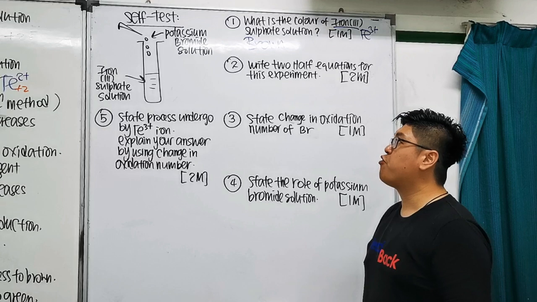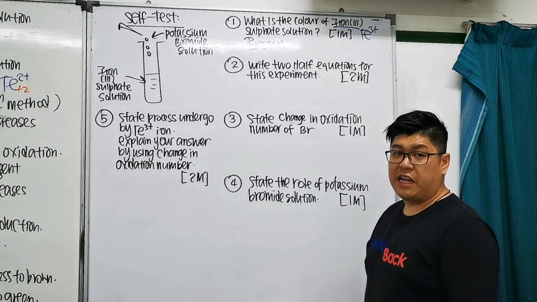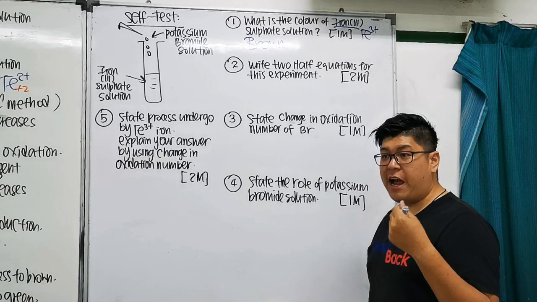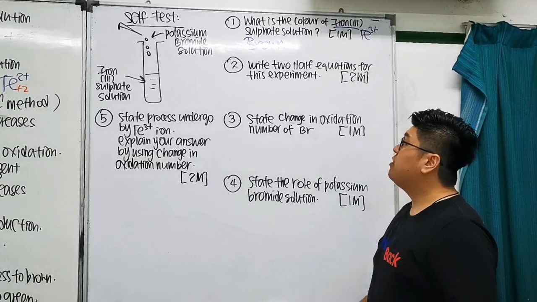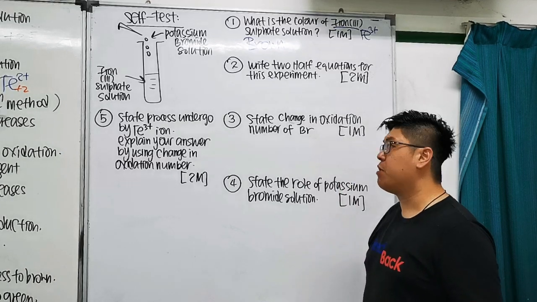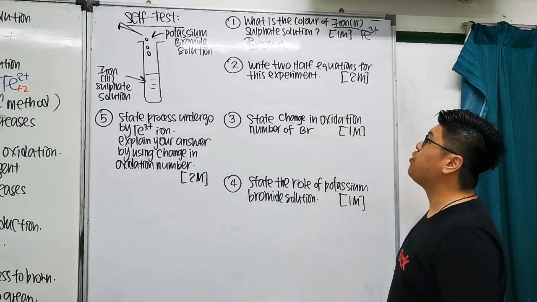2 plus is green, 3 plus is brown. Okay? That's it. Don't write brown to green. I didn't ask for color change. I asked for color. Okay? Second thing, write the 2 half equations. This is a very important skill, the most important skill in this chapter: the half equation.